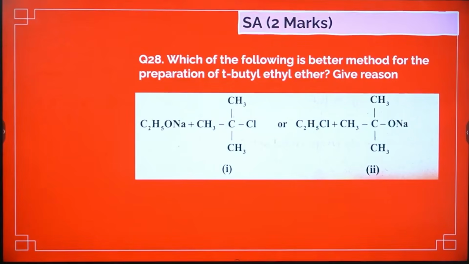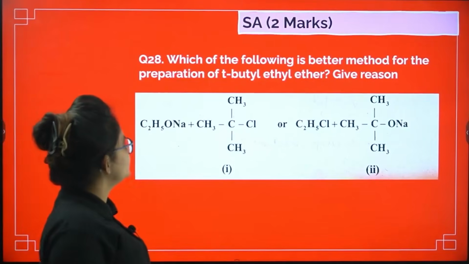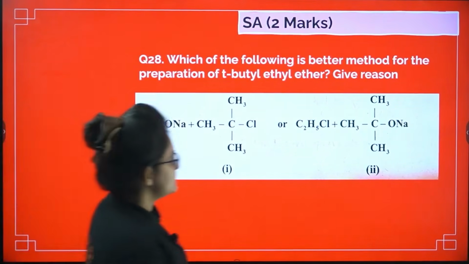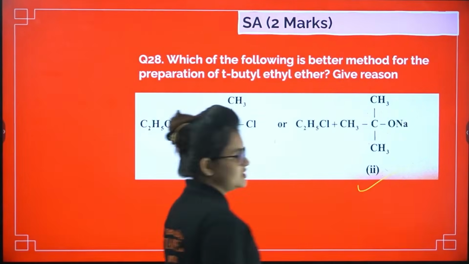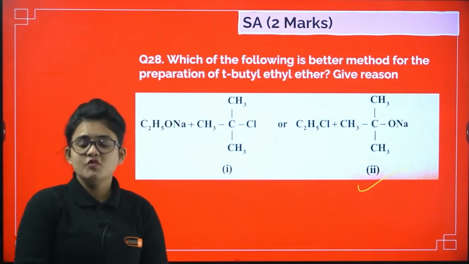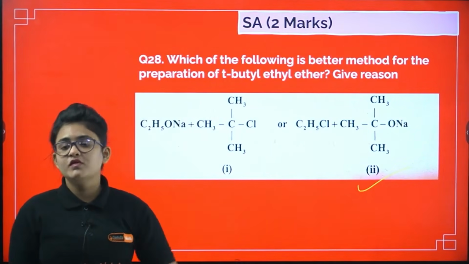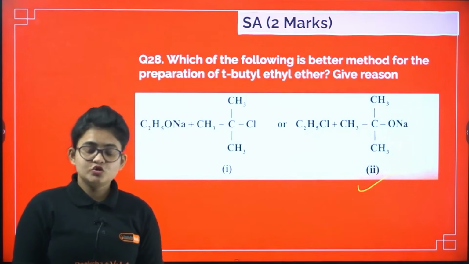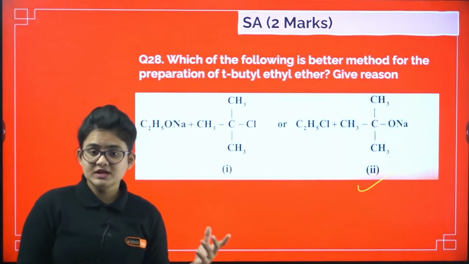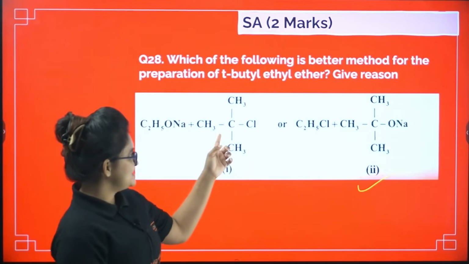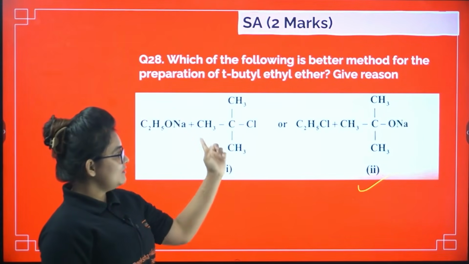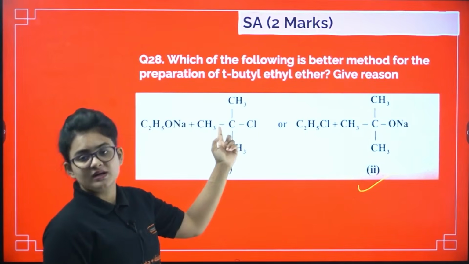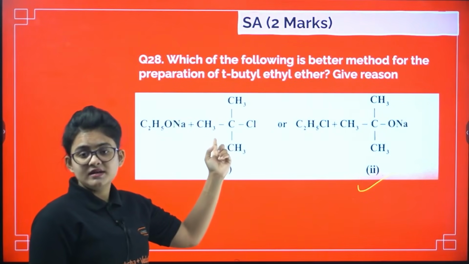Okay, let's proceed with the question. Which of the following is the best method for the preparation of tertiary butyl ether? Give reason. For this case, option 2 is going to be the better choice. Why? Because if you want to form the ether, then definitely it must proceed through SN2 mechanism. So if SN2 mechanism, if you start with this, then the backside will be hindered, right? So from where the ethoxide unit will attack, the backside is hindered, right?